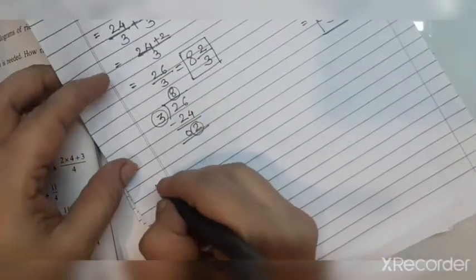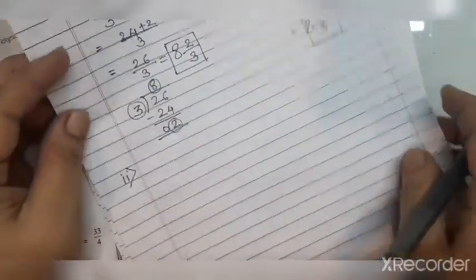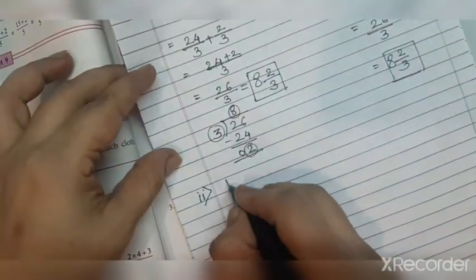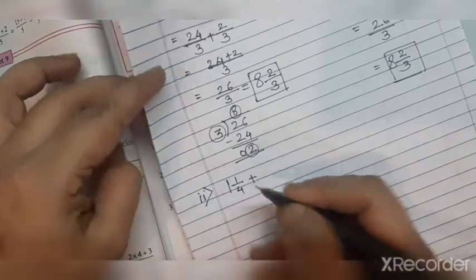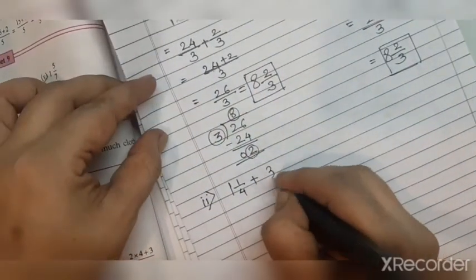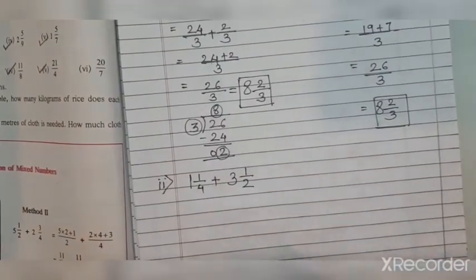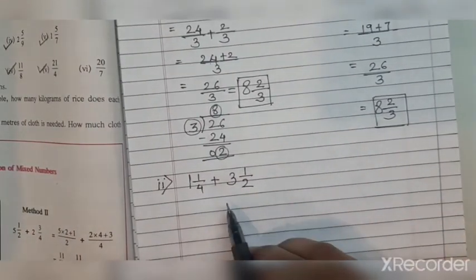So now the second sum here. I'll write down the sum first: 1 upon 4 plus 3 1 upon 2. Okay. Now we solve. I'm solving by method 2.